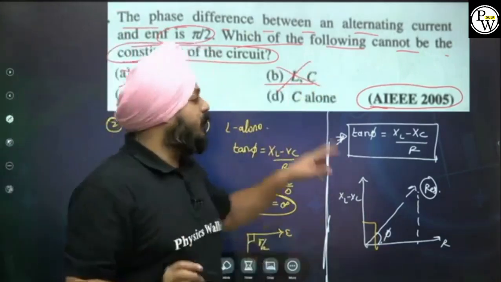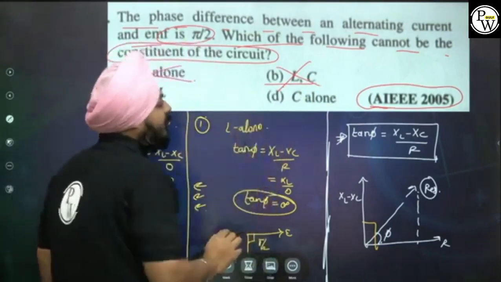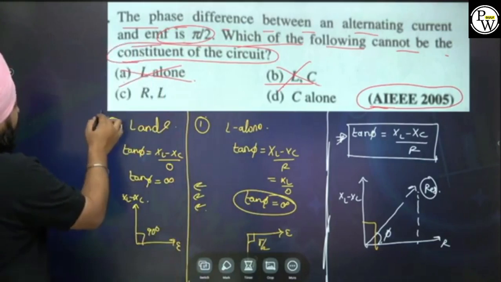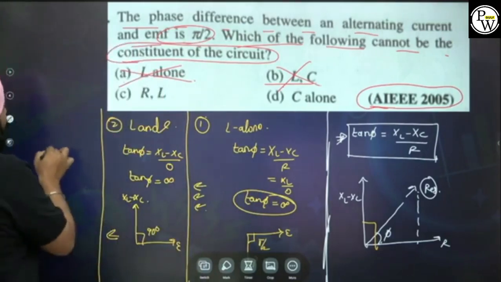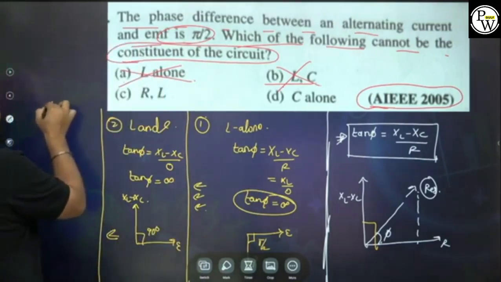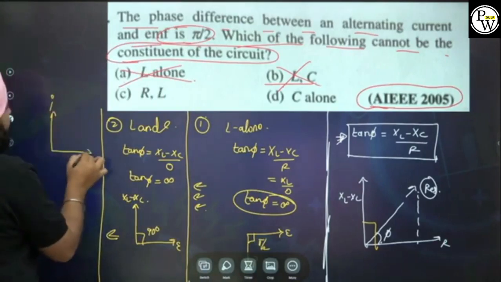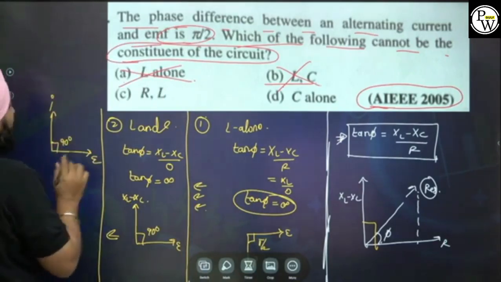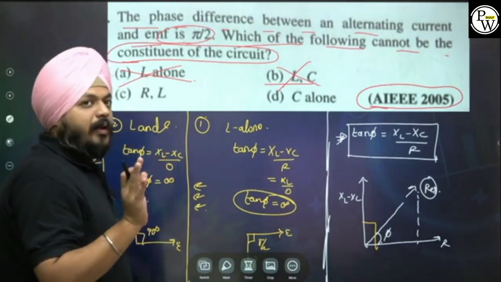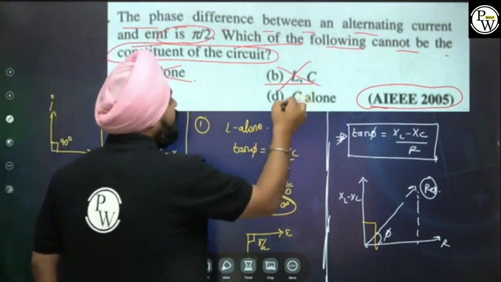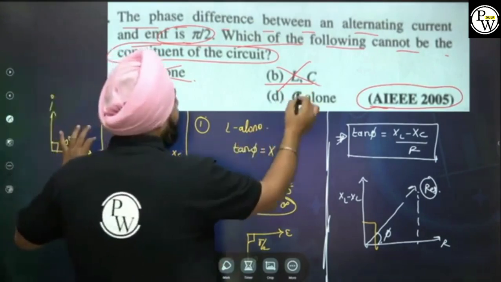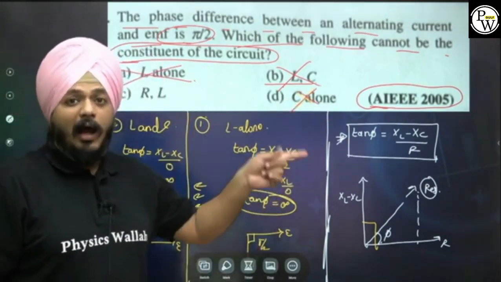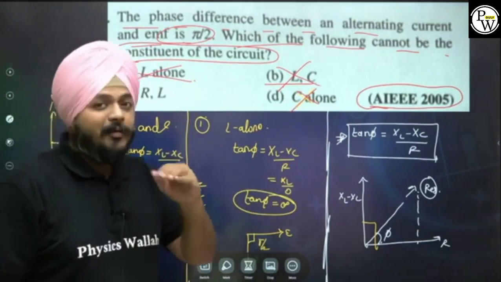Okay, fourth option, the C alone. In C alone, it is also possible. Why? Because we have seen the phasor diagram for the C circuit. This will be the value of current, this will be the value of EMF, and the angle between them is 90 degrees. So it is possible. So with this combination we can't create a circuit in which the phase difference isn't pi by 2.